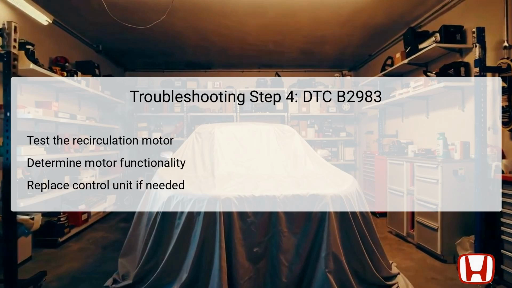In the final troubleshooting step, the actual recirculation control motor is tested for functionality. This involves checking if the motor operates as expected when triggered by the climate control unit. If the motor functions correctly, the next step would be to replace the climate control unit itself, as it may be sending improper signals to the motor. However, if the motor fails the functionality test, it should be replaced. And any linkage or control door problems must also be repaired to ensure proper operation.